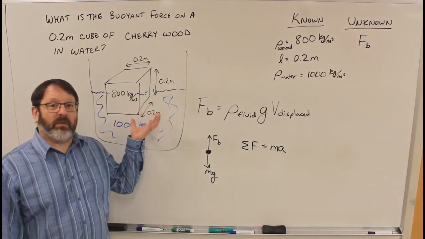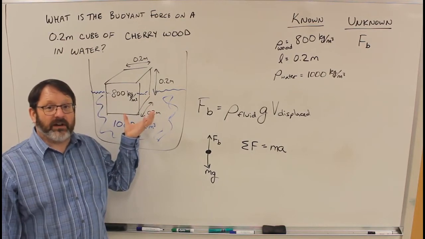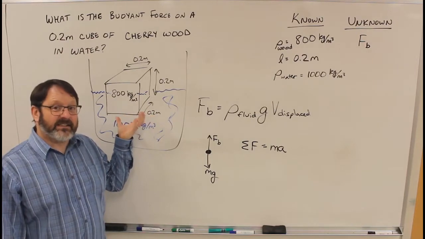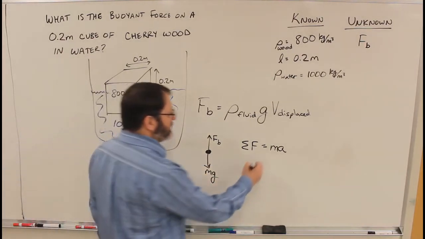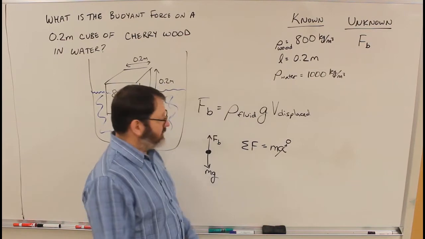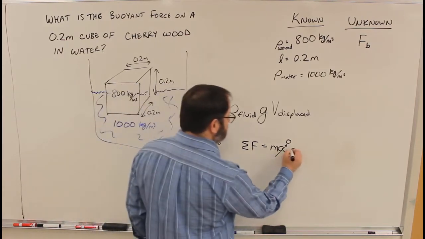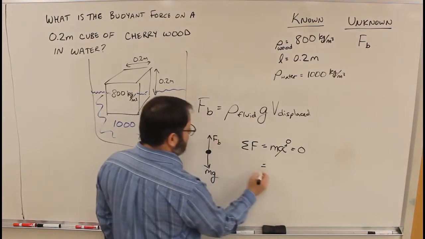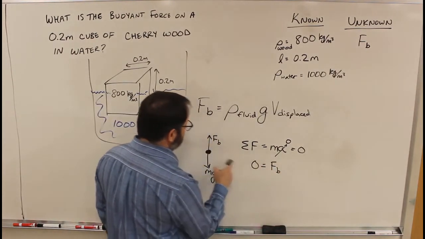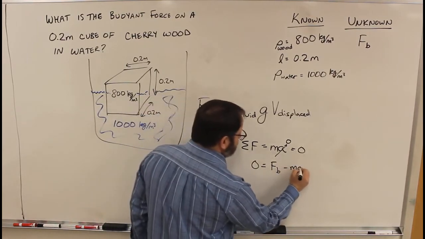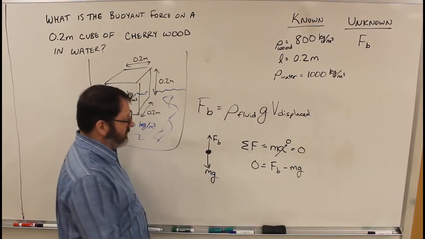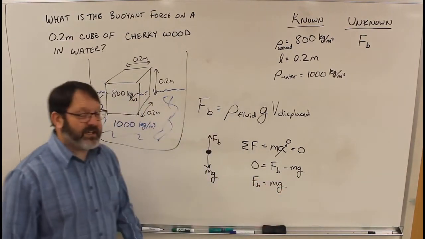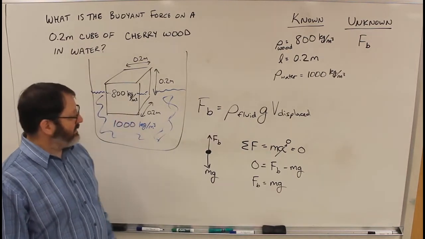What's the acceleration of a block that's sitting there floating on water? It's not moving at all, right? The velocity is not changing. Since the velocity is not changing, the acceleration is zero. So the net force has to be zero. That means the sum of forces, that's F_B in the positive direction, has to be zero, minus mg, because mg is pointing in the negative direction. That means the buoyant force is equal to mg, the mass of this block, times gravity.